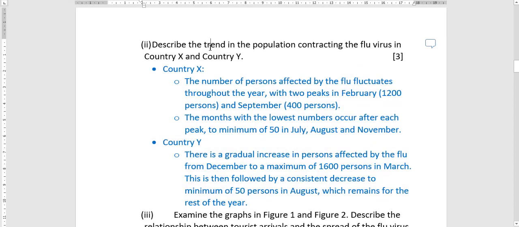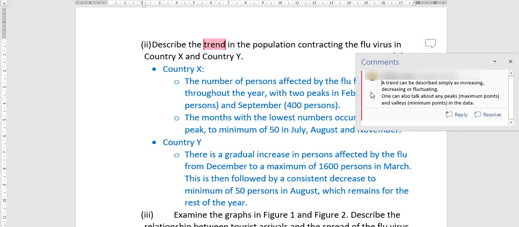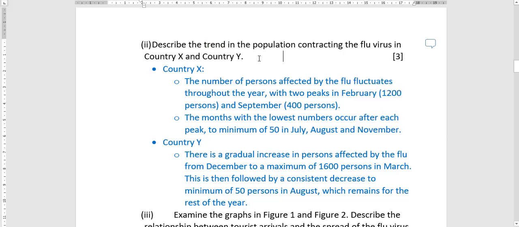We are looking now at Part 2. Describe the trend. I'll underline trend. So trend is an important part here. Describe the trend in the population contracting the flu virus in country X and country Y. Now, what do we mean by trend? A trend can be described simply as increasing, decreasing, or fluctuating. One can also talk about any peaks, maximum points, and valleys, minimum points in the data.